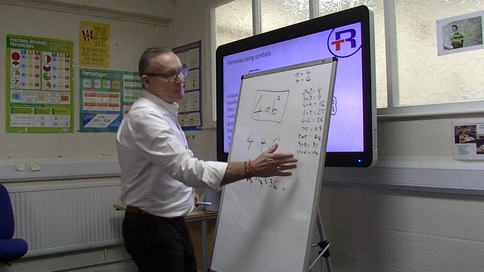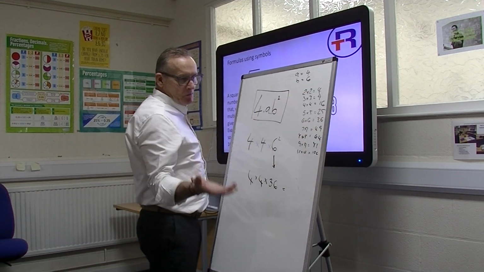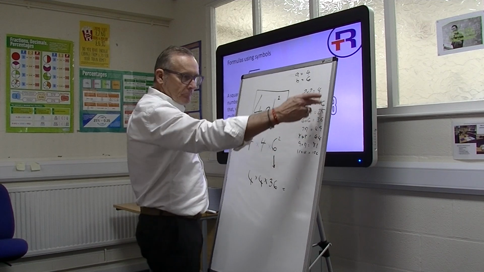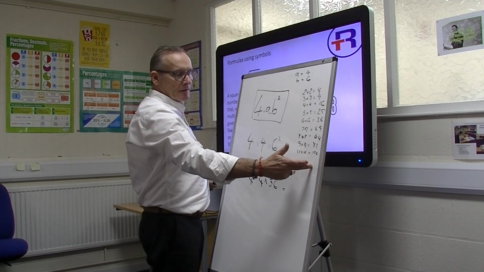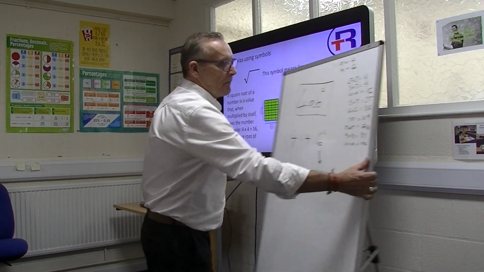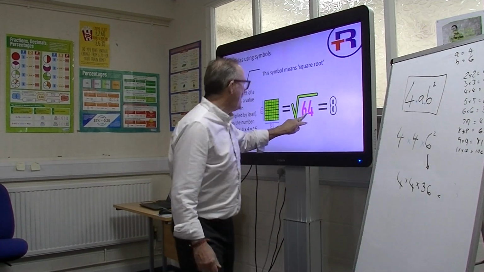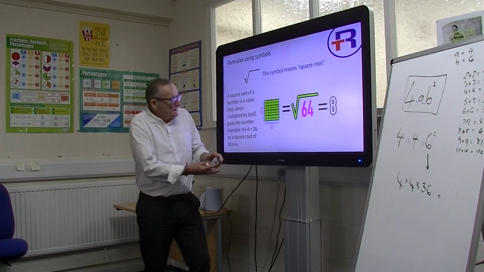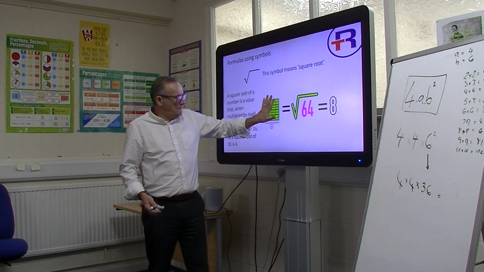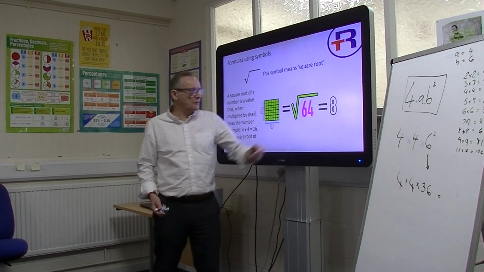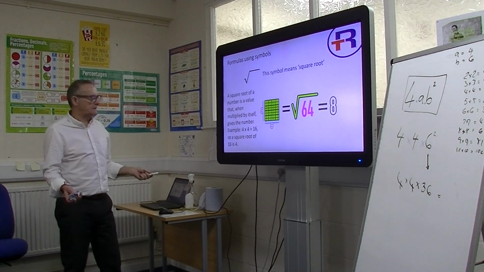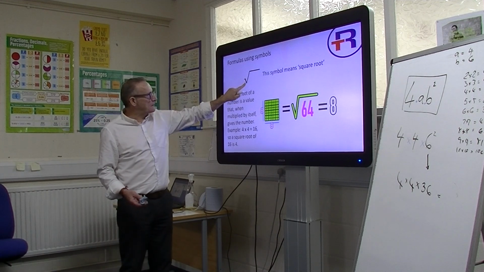So that's all you need to remember. These are the ones that will come up more often than not in the exam. You'll get a number inside the square root, like that 64 is in the bracket there. It'll say, what is A equals the square root of 64? So A equals 8, because 8 times 8 is 64. And that's what that little symbol means.